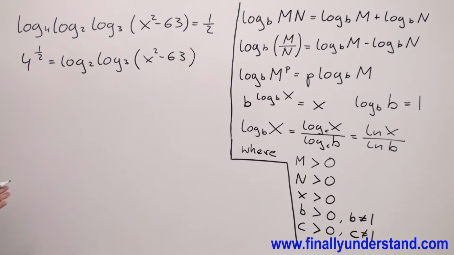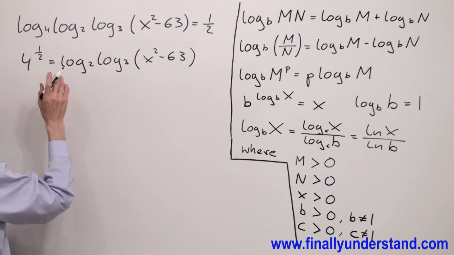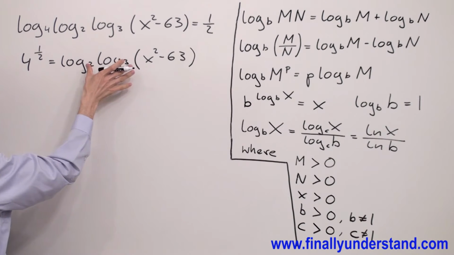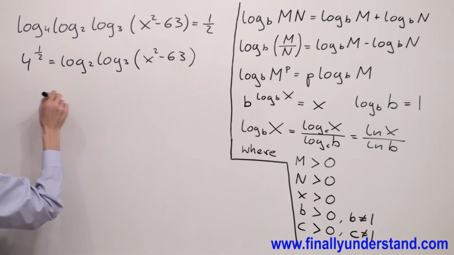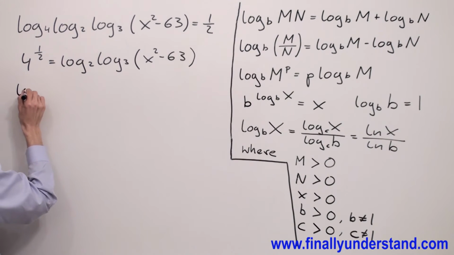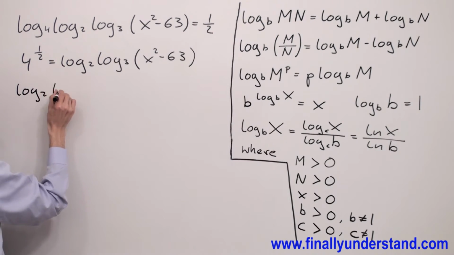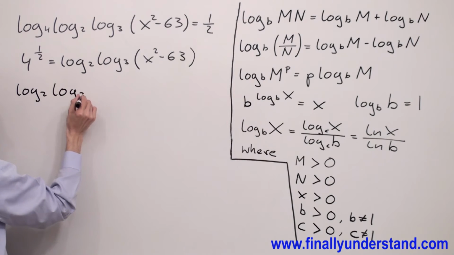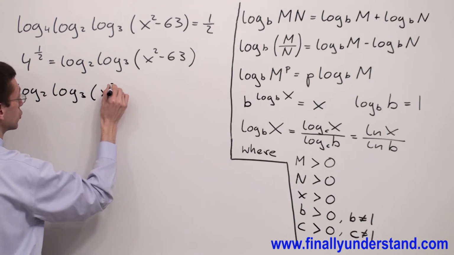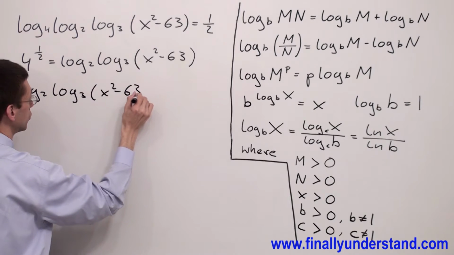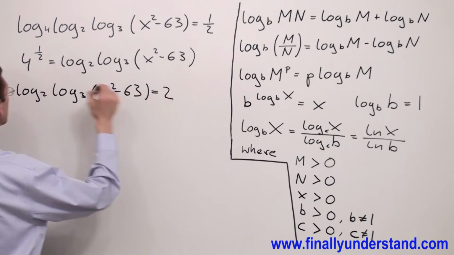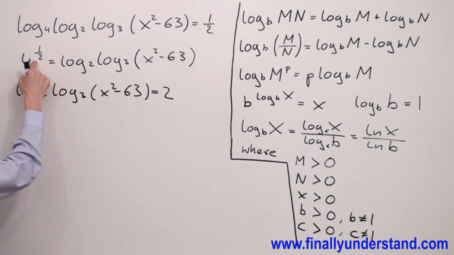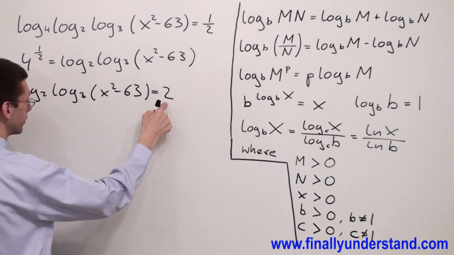Next, in order to make this simpler, I'm going to write again the logarithms on the left side and 4 to 1/2 on the right side. So I have log base 2 log base 3, and I have x squared minus 63 is equal to, because 4 to the power 1/2 is equal to 2.